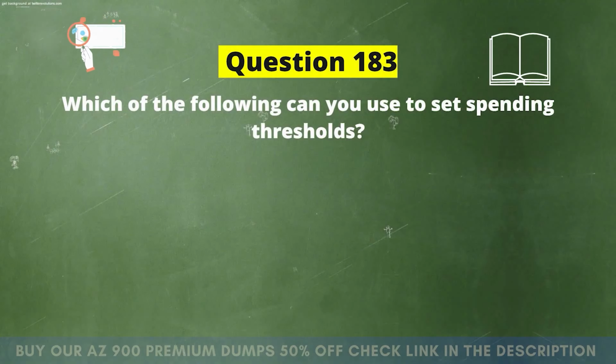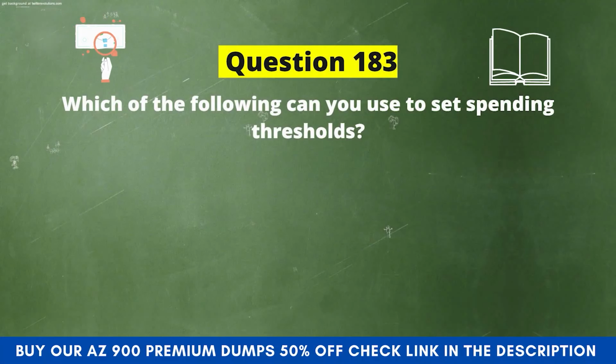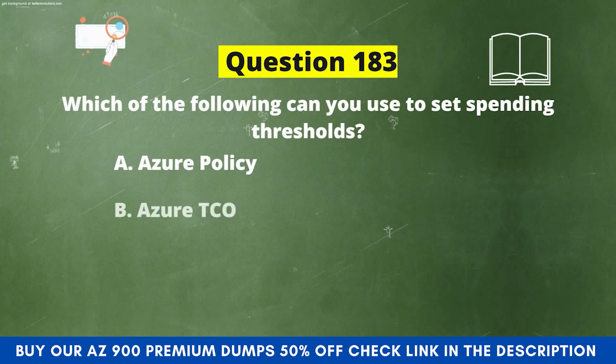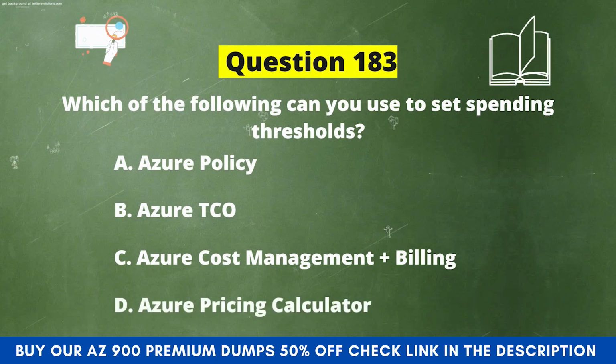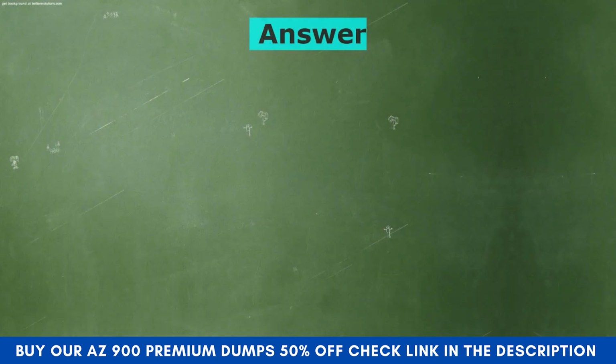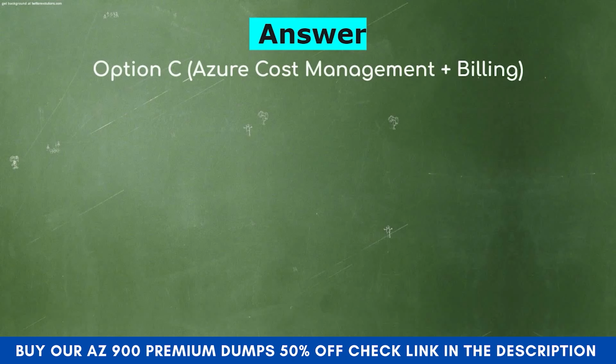Question 183. Which of the following can you use to set spending thresholds? The options are A. Azure Policy, B. Azure TCO, C. Azure Cost Management plus Billing, D. Azure Pricing Calculator. And the correct answer is option C. Azure Cost Management plus Billing.